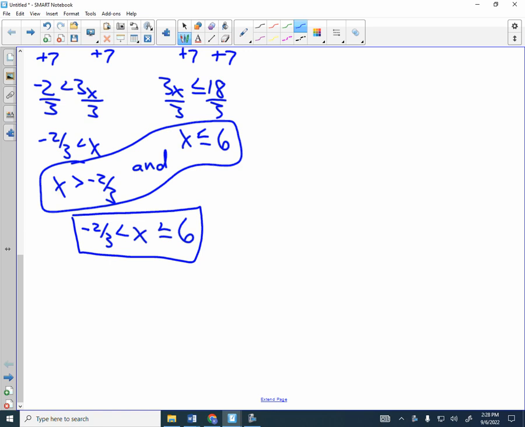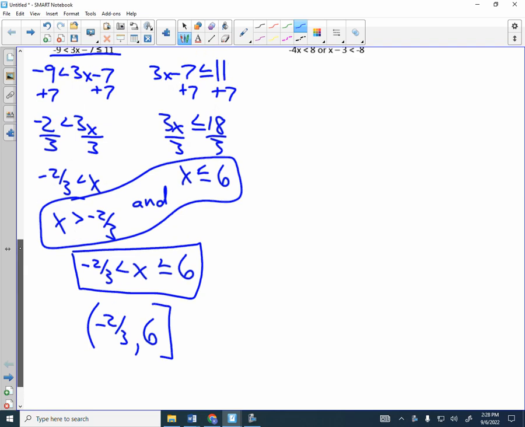How I will ask for the answer on the test, I'll ask -2/3 and I'll ask 6 in a bracket like that. Again, I would like interval notation. We good? Try the next one on your own.